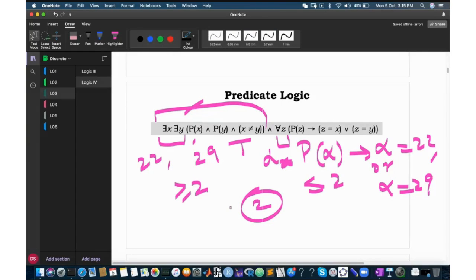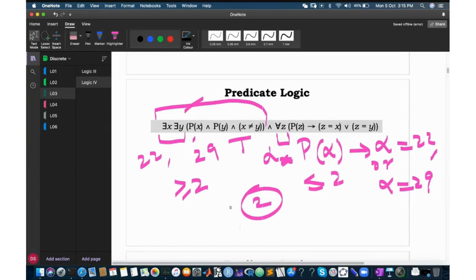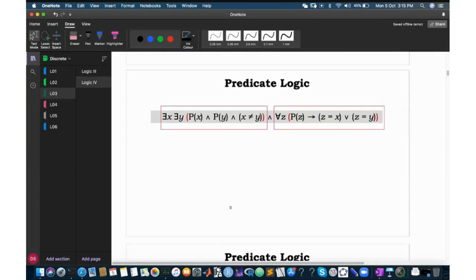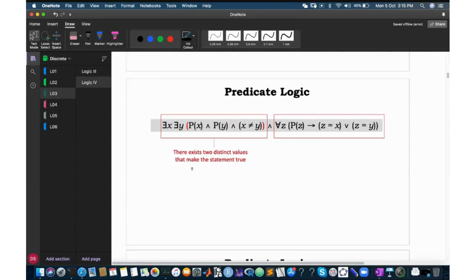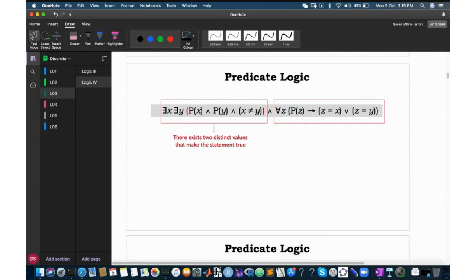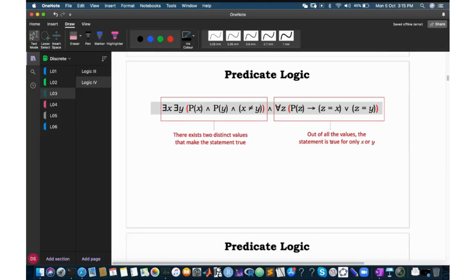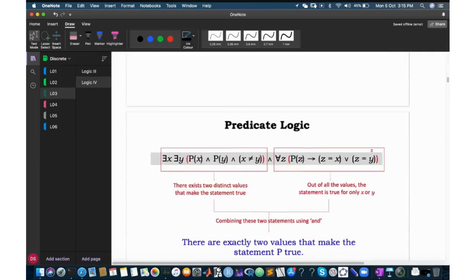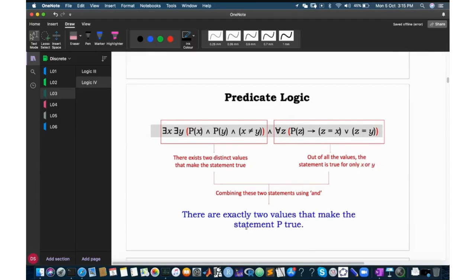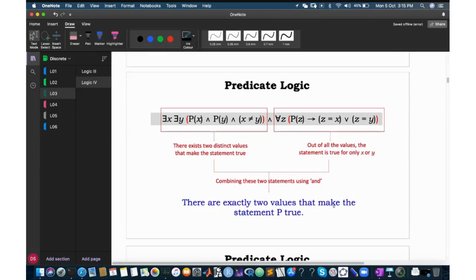Are we good? Okay, yes, so we had these two parts. The first part says that there exist two distinct values that make the statement true. The second part says that out of all values, the statement is true for only x or y. We combine, that says there are exactly two values that make the statement true.